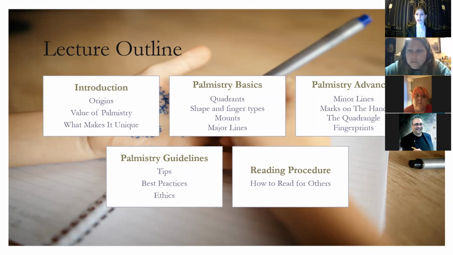We're going to talk about the basics: quadrants on the hand, shape and finger types. We're going to talk about mounts and major lines. And then we're going to talk about more advanced topics in palmistry, such as the minor lines, the markings on the hands, the quadrangle and fingerprints. And we're just going to touch on this pretty briefly because generally when you're doing a short read, you really only focus on the basics and you'll point out anything that strikes you from the more advanced topics.